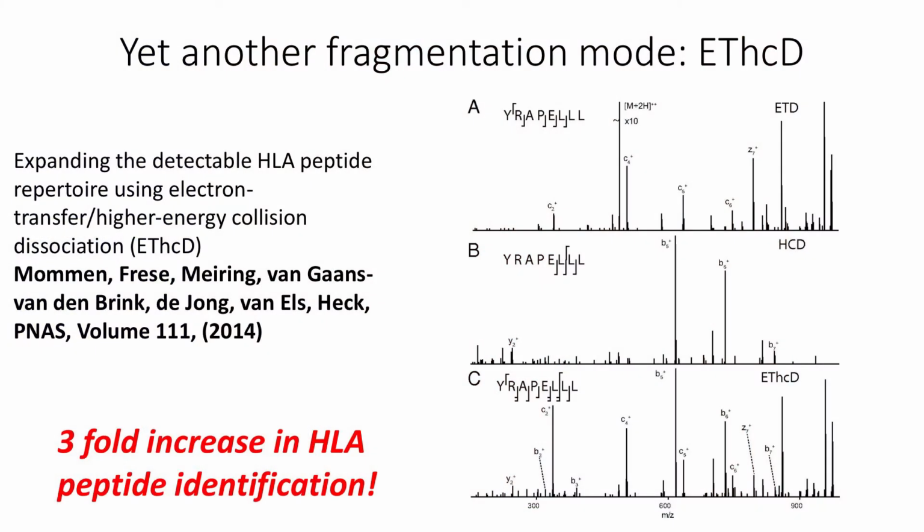And this is an HLA peptide where you get decent coverage with ETD, not so good with HCD, but if you use this fragmentation technique, you can get decent coverage. And ideally, you want to see every single peptide backbone cleavage so you can really be sure what the sequence is. And when he did this, he got a 3-fold increase in the HLA peptide identification.